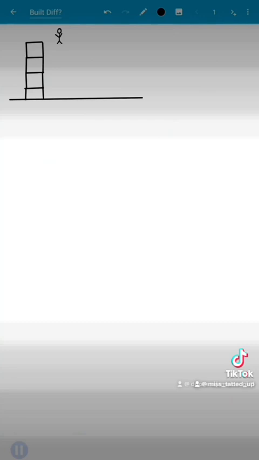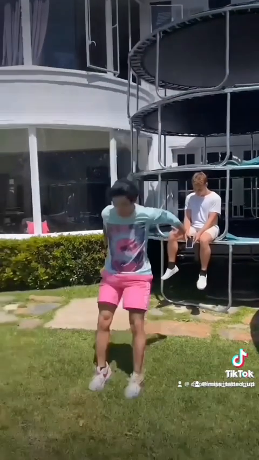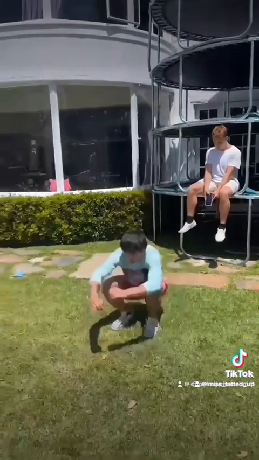Built different. Alright, let's do a bit of fact checking to see if he's actually built different or if the average human could do the same. There's two parts we need to measure. First, he falls for 23 frames, and then his body absorbs the impact in 7 frames.